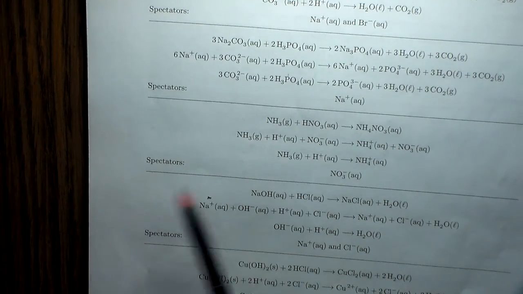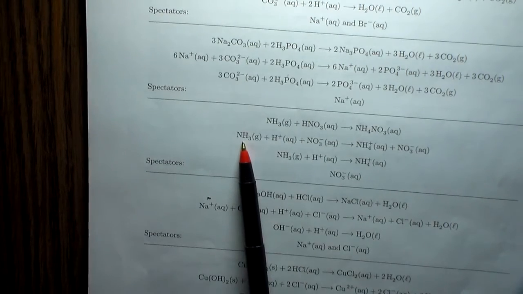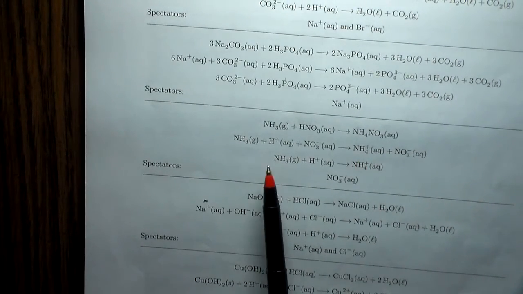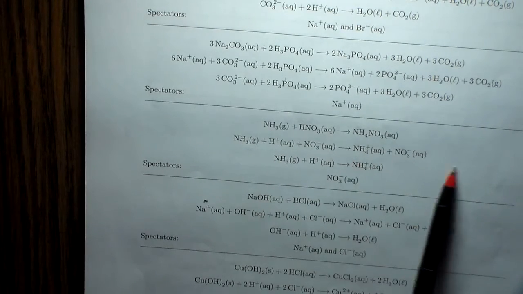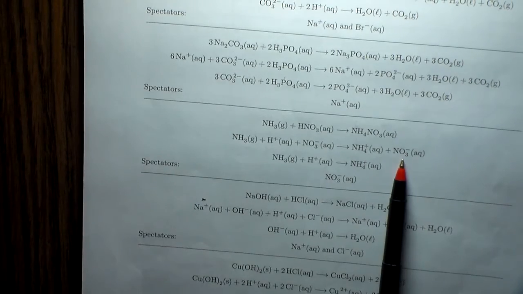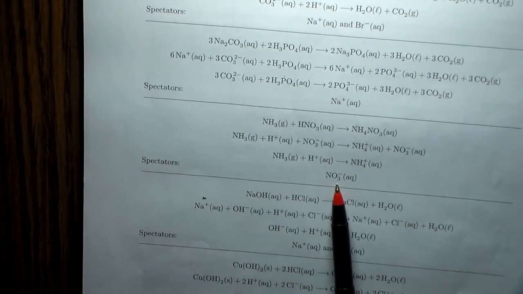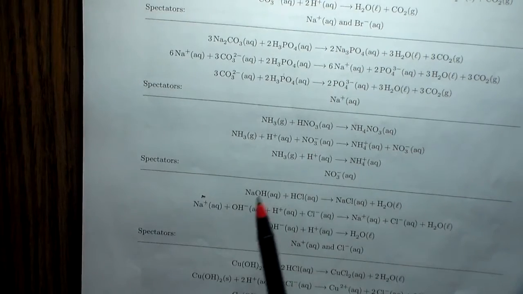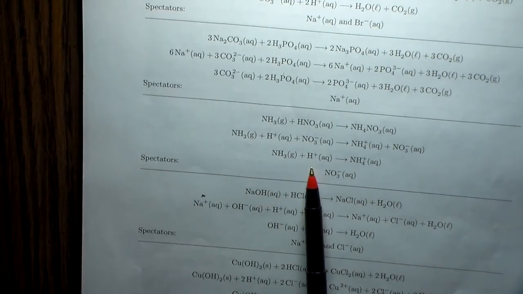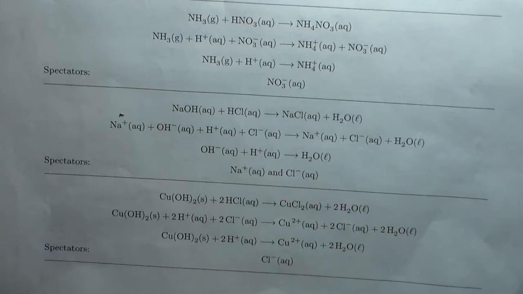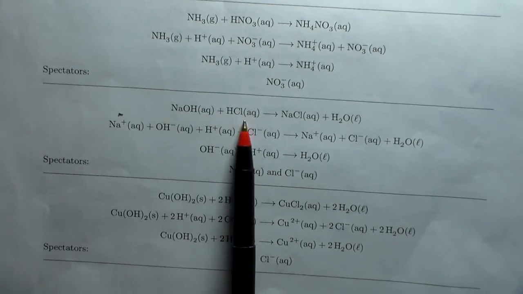And again, what are the things that are the same on both sides? Well, here we have NH3 gas. This is NH4 plus aqueous, very different. H plus here, no H plus on this side. Nitrate, NO3 minus aqueous, NO3 minus aqueous. Yes, these are both the same, so therefore my nitrate is going to be my spectator. And then after we eliminate my nitrate spectator, we're left here with ammonia plus hydrogen ion gives us the ammonium cation. All right, and then the next one we have here, sodium hydroxide and hydrochloric acid.